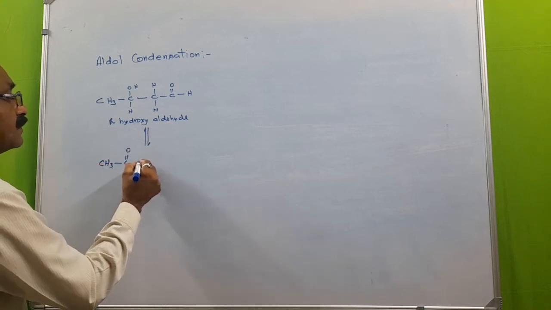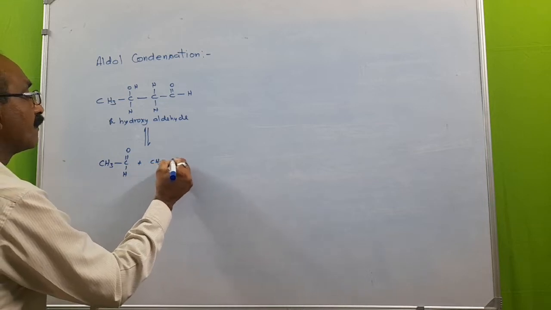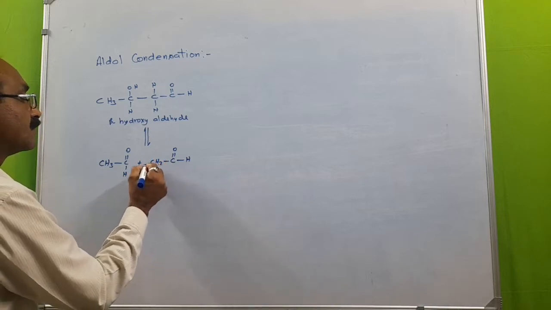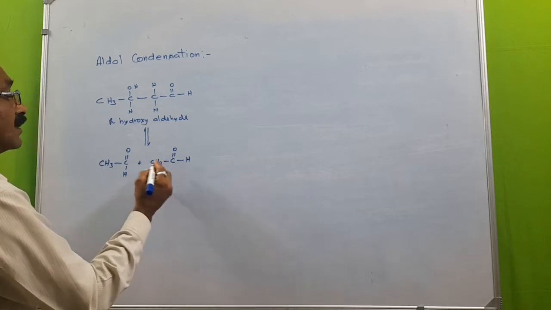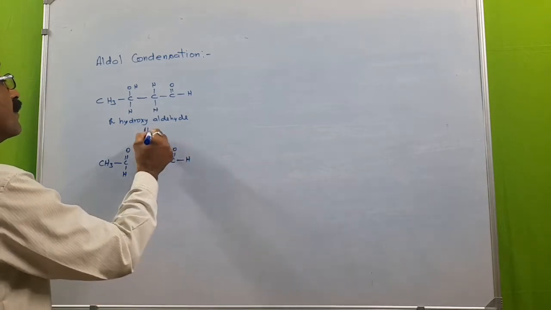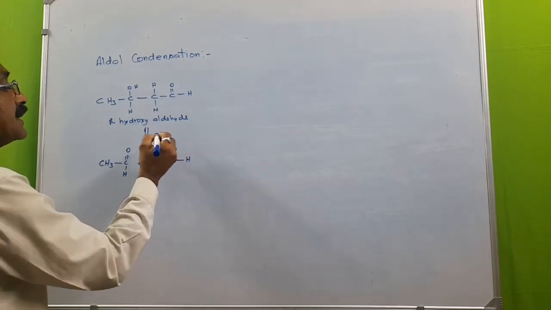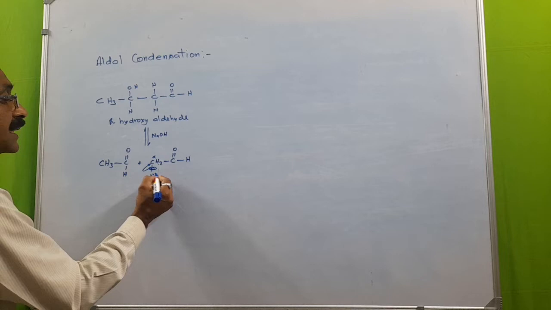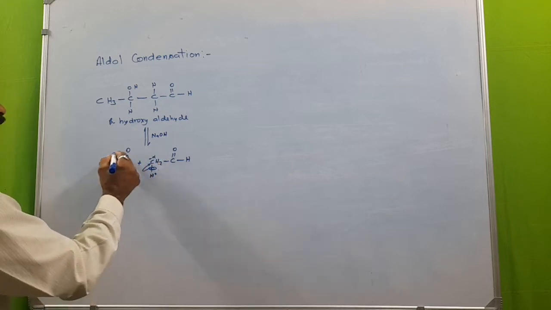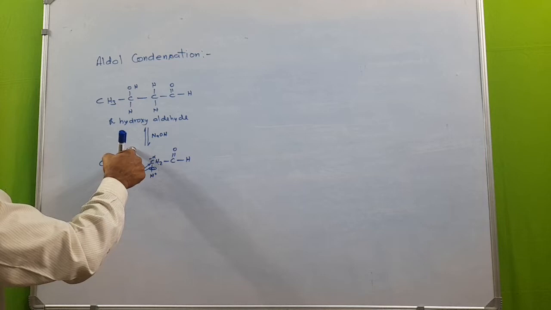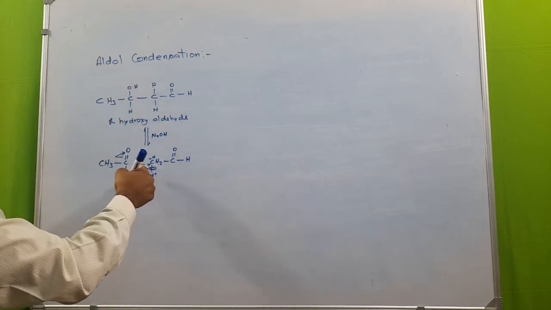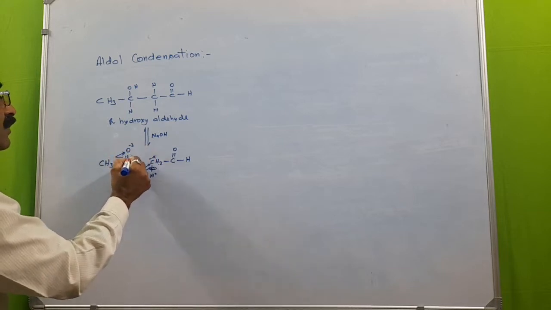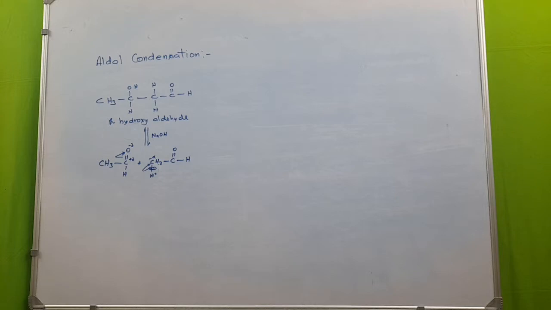So what happens here? In the presence of alkali, this alpha hydrogen loses its electron and is set free as H plus, and now the electromeric effect comes into existence. H plus will form a bond with the O, you will get OH, and now the negatively charged carbon will form a bond with this positively charged carbon, and we will get the beta hydroxy aldehyde.